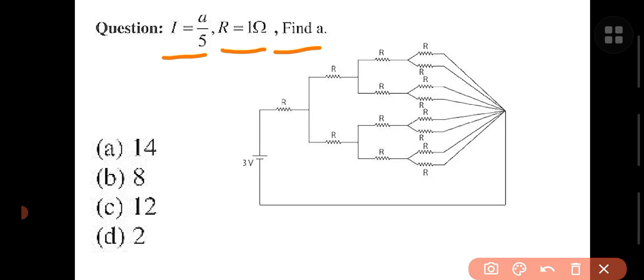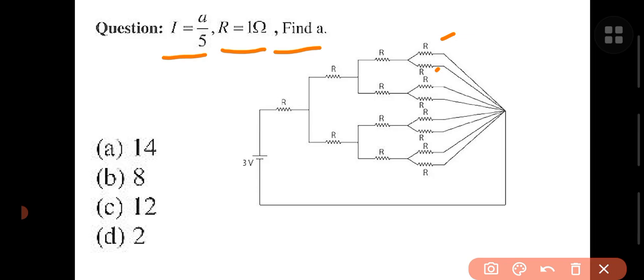Now, how to solve this problem? Starting from the right hand side, moving towards the left hand side. So here R is parallel with another R. Like this, there are 4 combinations. R is parallel with R.